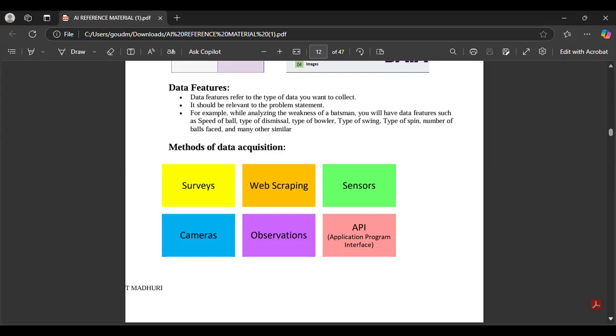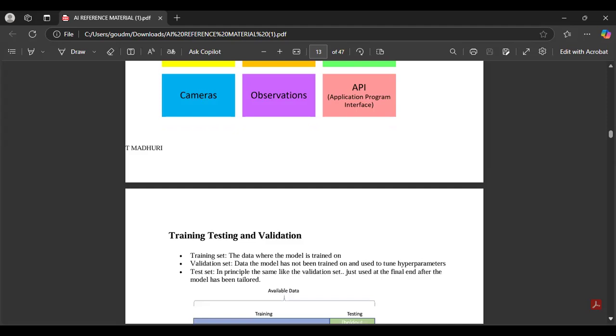When you are collecting the data, what are the different methods you will use? That is, different data sources. When they ask you to write the different data sources you will use to collect the data, you can say surveys, meaning going to the people, doing a survey and collecting the data. Web scraping, searching on the internet, through sensors, through cameras, by observing the people, and APIs from applications. So these are the different data sources you can use to collect the data. This is very important, children.